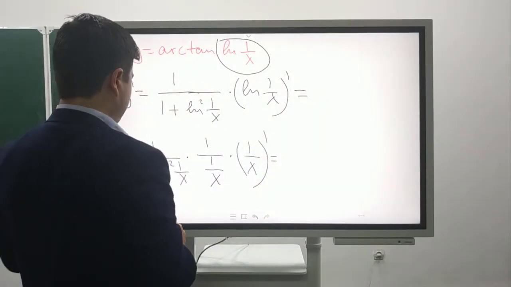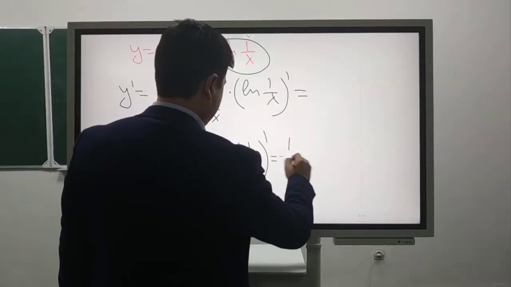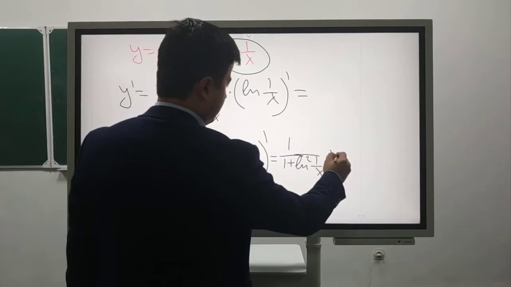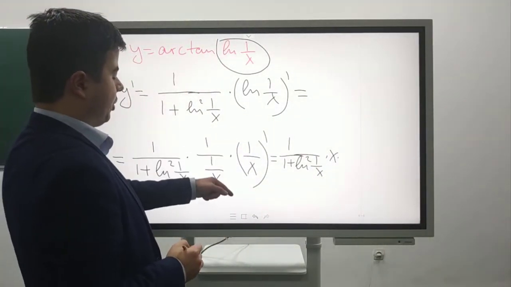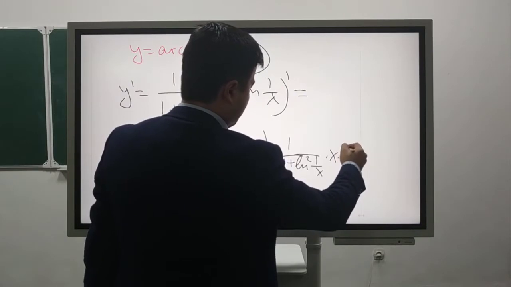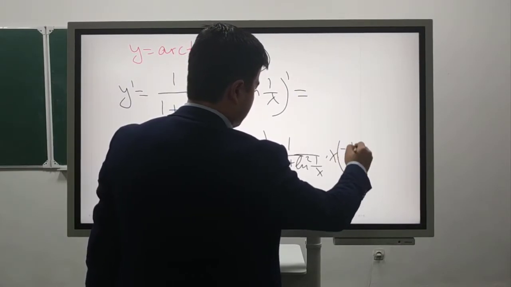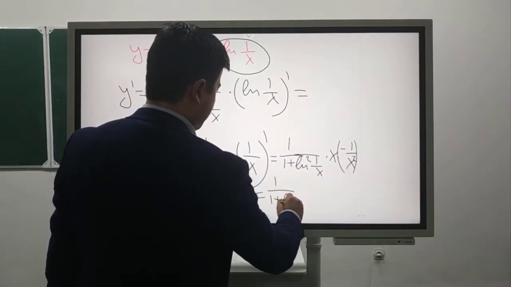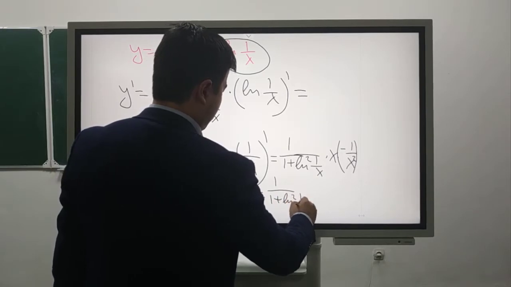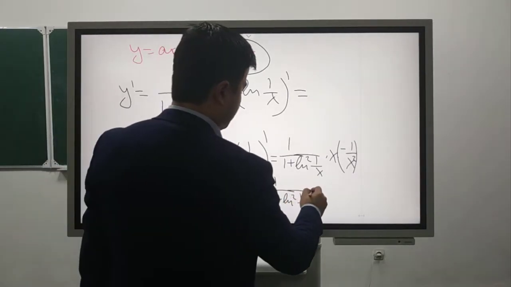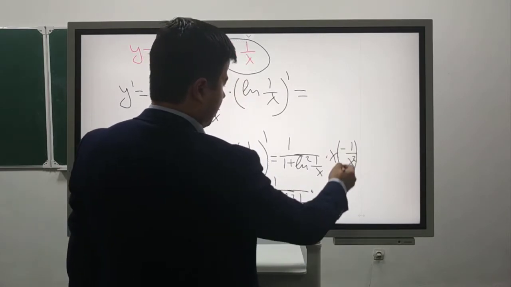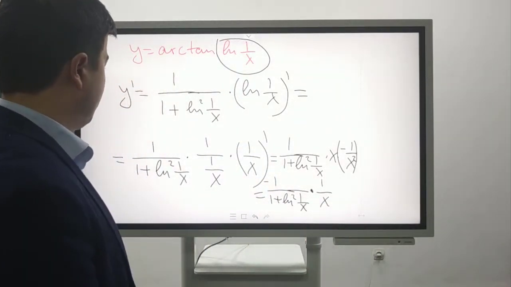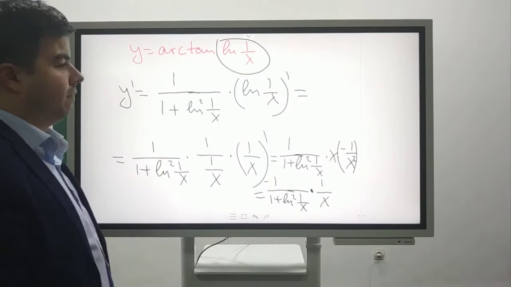If we continue, this one again to the right, times x, and times the derivative of 1 over x, which is minus 1 over x squared. So we can cancel them, and we have 1 over 1 plus natural logarithm of 1 over x squared, and times here minus 1 over x just. Okay, this is the derivative of our given function.